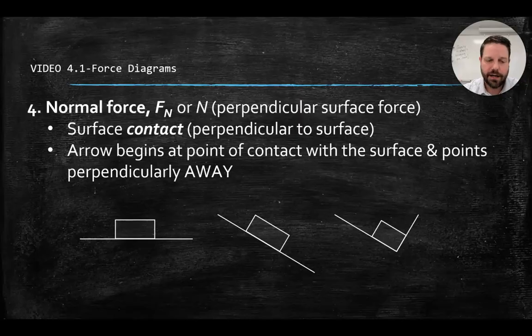So for example, if we have a flat surface and this object's on it, we have a point of contact right there with the surface, and the normal force is going to point perpendicularly away. If it's a tilted surface like a ramp, then from our point of contact, it has to point perpendicularly away. What if there's two surfaces? Then we have 2 points of contact, and we have 2 different normal forces, which we can draw out as Fn1 and Fn2, meaning normal force 1 and normal force 2.